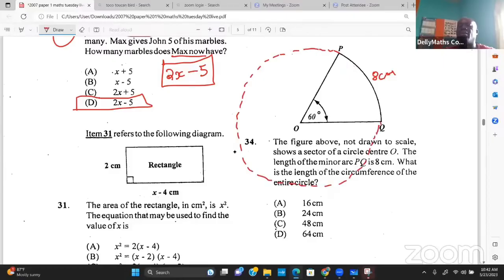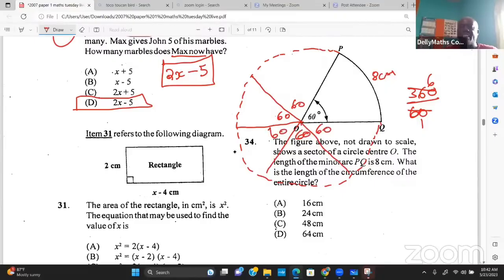I always say that I could try to complete this circle. So if I try to complete the circle, I want to see how I could split this up equally. So you want to say, how many times can 60 go into 360? We're going to get 6 times. Each time you get 60, you're getting an 8 cm. 8, 8, 8, 8. So at the end of the day, you're going to have 8 6 times, and the answer is 48, right?